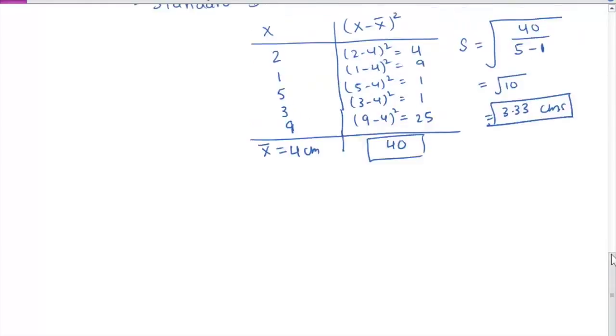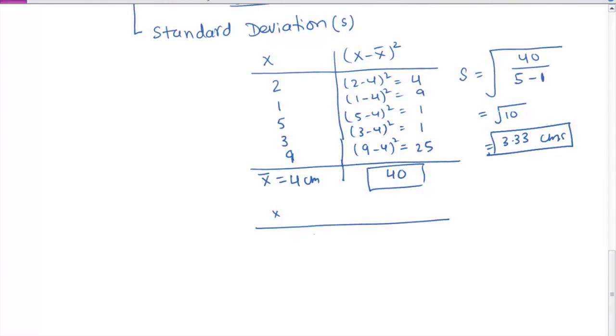Let's say I have another data set and I'm making it less variable. Let's say we have 2, 1 and 4, 2, 1. You can see that there's not much variation compared to the previous data set, and let's see if the standard deviation comes out lower. If you average this, you'll get 2 centimeters.